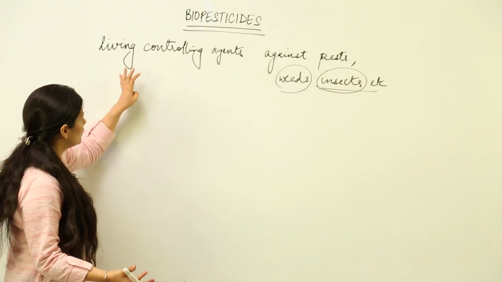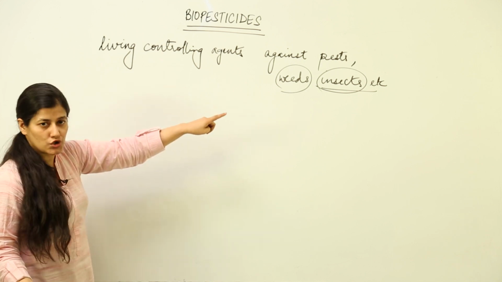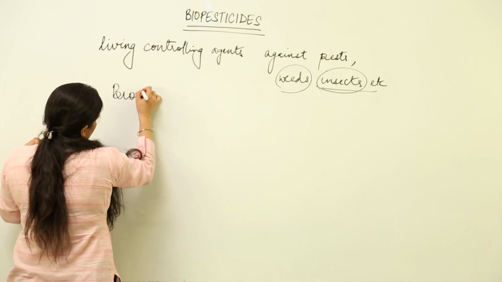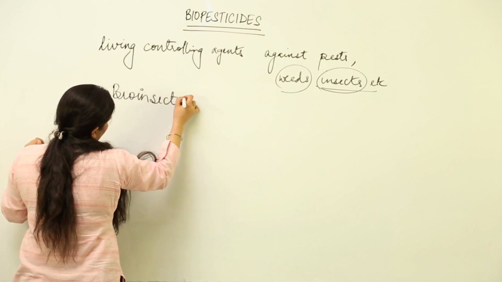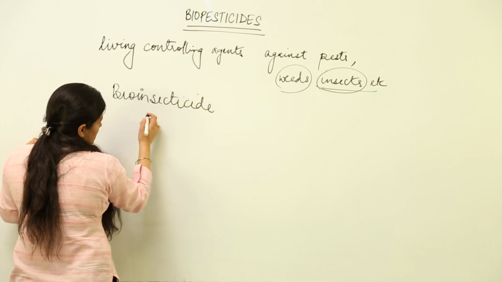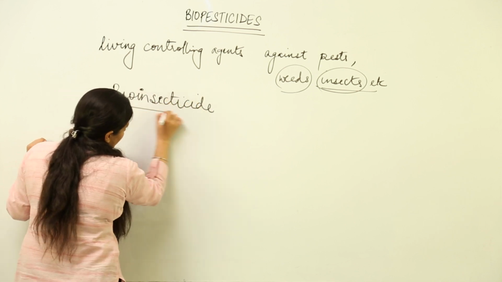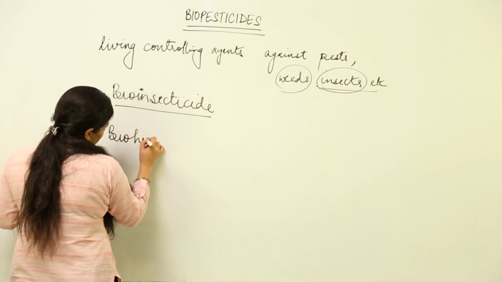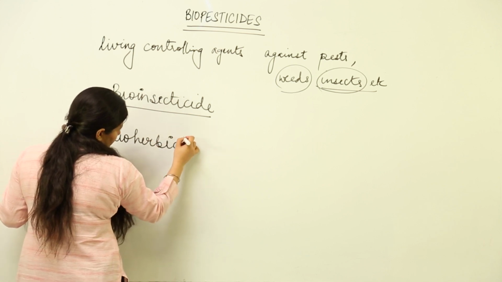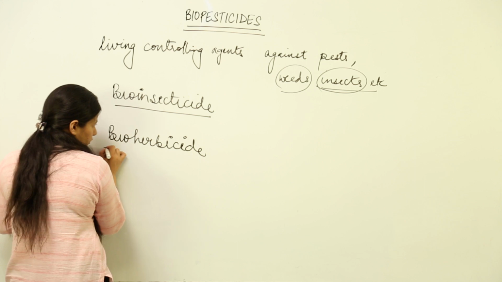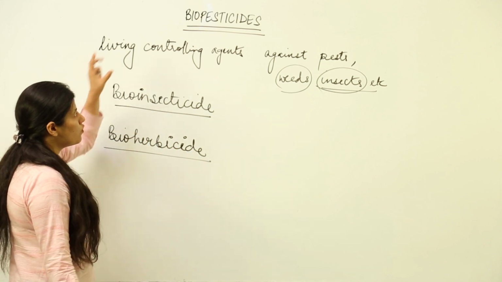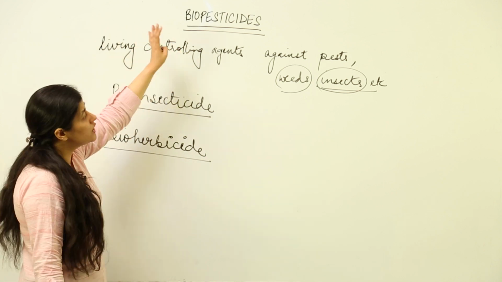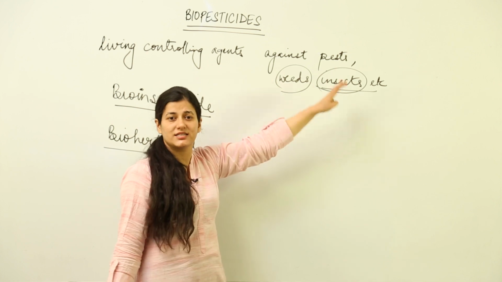Those living organisms or controlling agents which control the insects are bioinsecticides. The suffix "cide" means that it kills. So, we have a living insect killer, that would be a bioinsecticide, and we have bioherbicide, that would kill the herb. Alright, so we are going to deal with these two. But first of all, you need to know what a biopesticide is. It is a living, biological controlling agent which works against the pests, weeds, insects, etc.